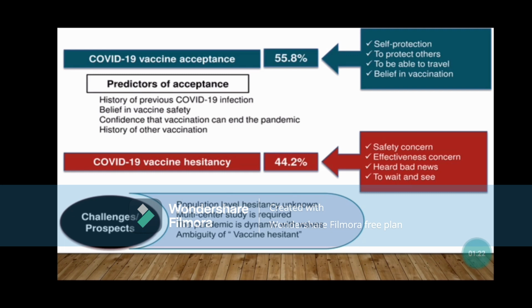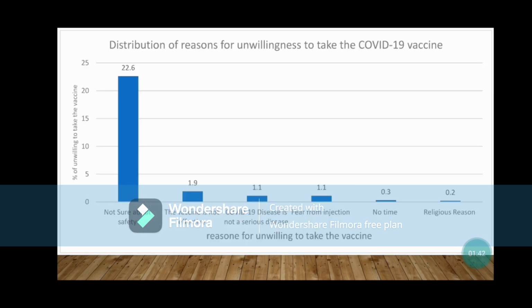Let's talk about people who hesitated while getting vaccinated. Their percentage was 44.2%. Reasons were safety concern, effectiveness concern, heard bad news, to wait and see. These participants basically believed the myths which were spread over COVID-19 vaccine. To better understand the unwillingness and willingness toward the COVID-19 vaccine, let's have a look at this graph.